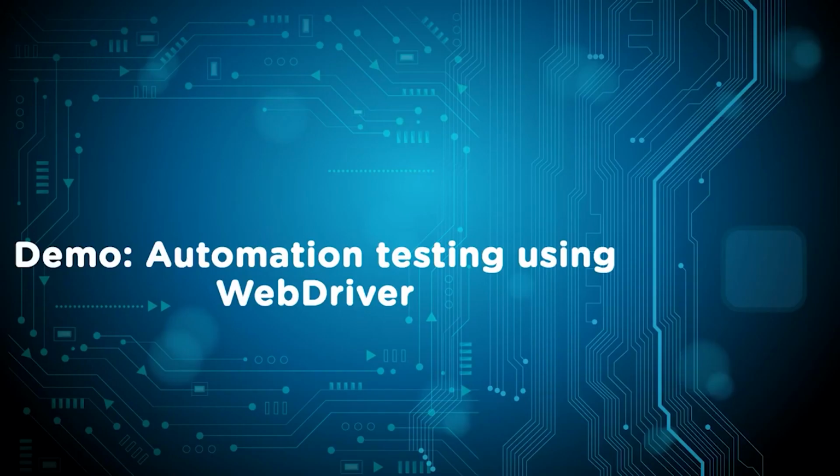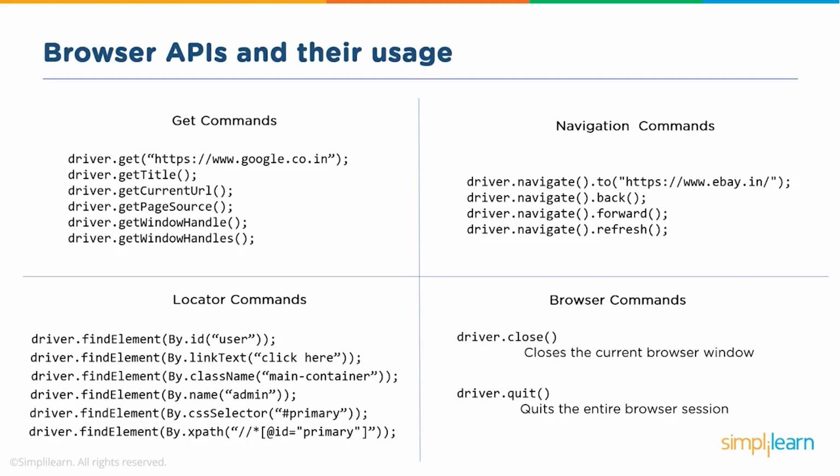Okay, so let's look at WebDriver in action. Before we do that, let's understand some of the basic browser commands and functions that we will be using in our demo today. The get commands. There are six get commands to perform various actions on the browser. Driver.get is used to launch any website or application. It takes a string argument, and this needs to be a fully formed URL which you want to launch.